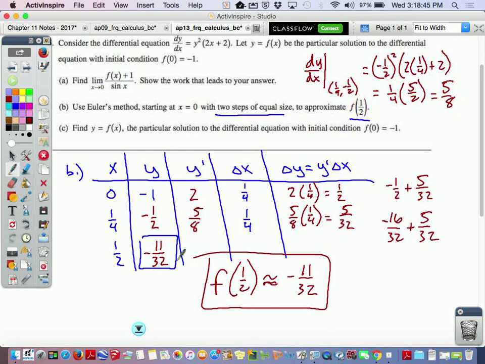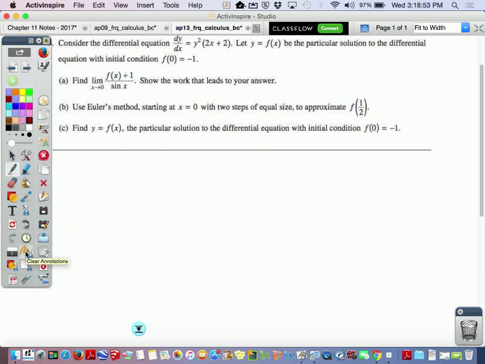And again, the Euler's method question is going to be worth 2 points. A point for the work and a point for the final approximation. So 2 points for part A, 2 points for part B. That leaves 5 points for part C. It's a question asking us for a particular solution. This is an indication that we need separation of variables.